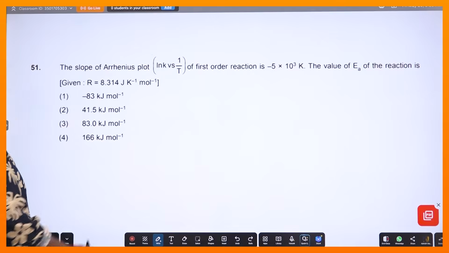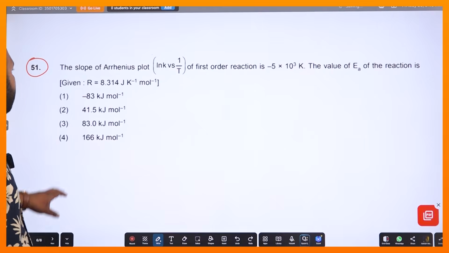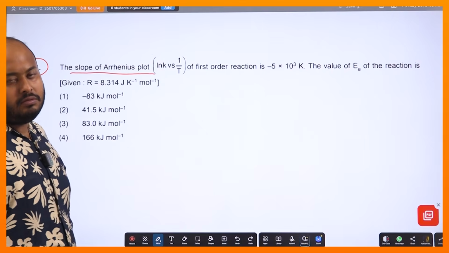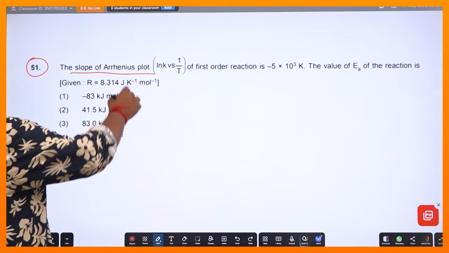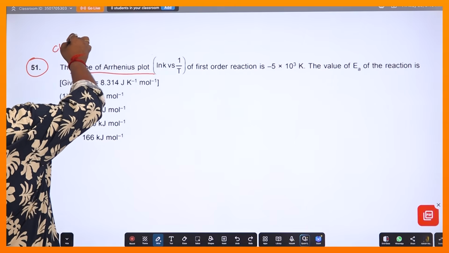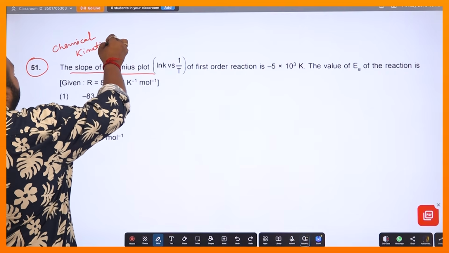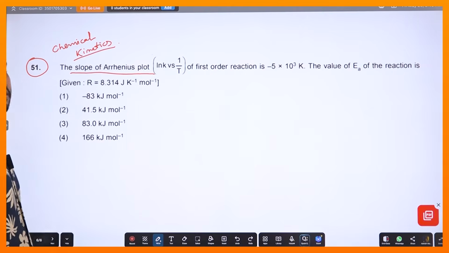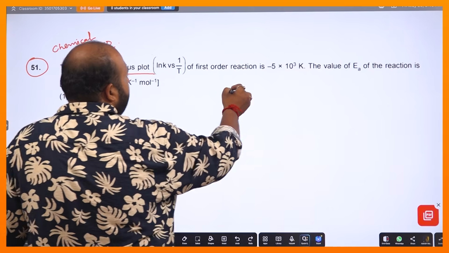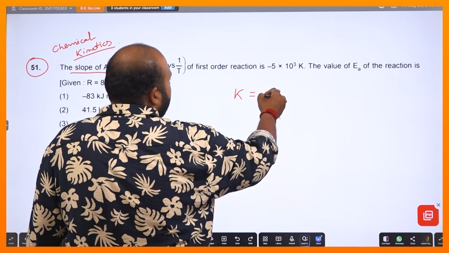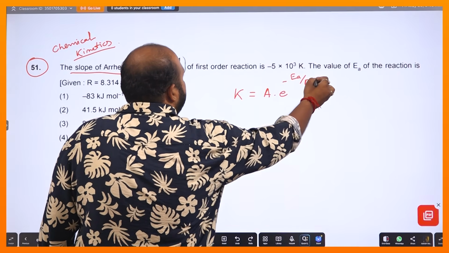Okay. So this question number 51, the slope of the Arrhenius plot. The slope of the Arrhenius plot. So hopefully you know this is from the chapter Chemical Kinetics. From Chemical Kinetics, we know the equation K equals A e to the power minus EA by RT.